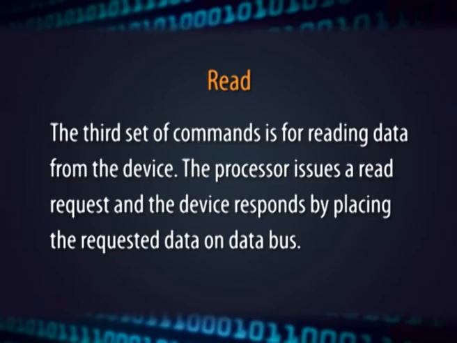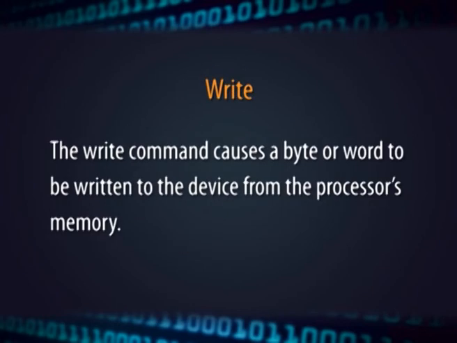The third set of commands is for reading data from the device. The processor issues a read request and the device responds by placing the requested data on the data bus. The write command causes a byte or word to be returned to the device from the processor memory. Both the read or write operation from the CPU to I/O module or I/O module to CPU is either 8 bits, 16 bits or 32 bits.